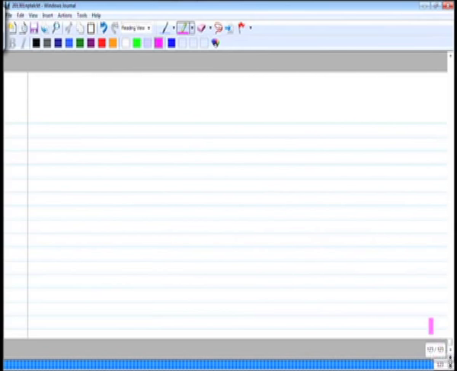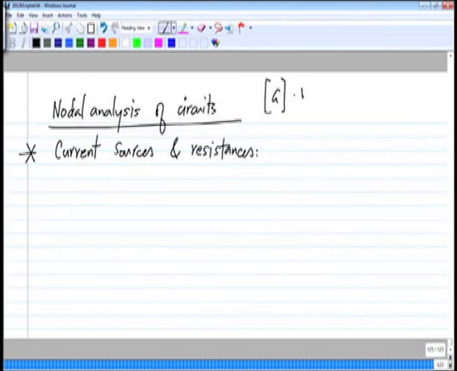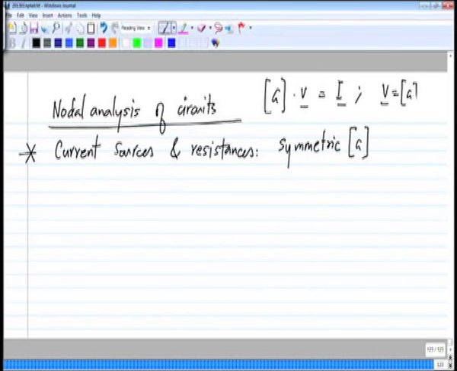So what we have done so far is nodal analysis of circuits, and we did it for cases with current sources and resistances. In all cases, the equation can be set up as some matrix times some variable vector equal to the vector of independent sources. Okay, so we can do this in all cases. When you have only current sources and resistances, this is the cleanest case. We have a symmetric G, and of course the vector is obtained as G inverse times I.